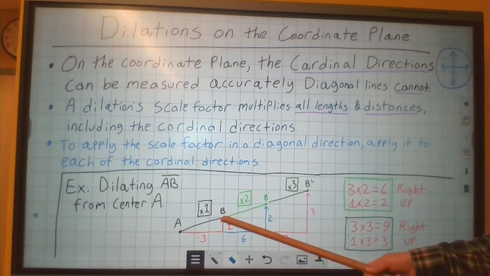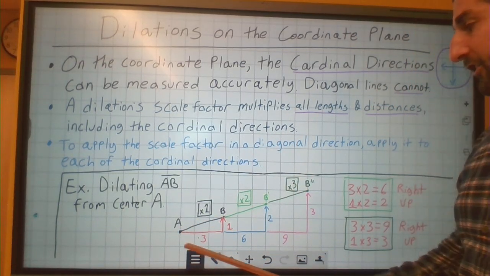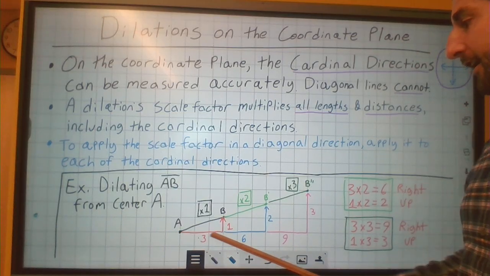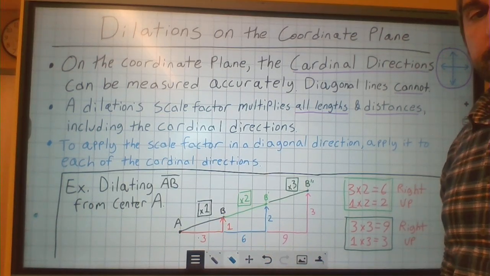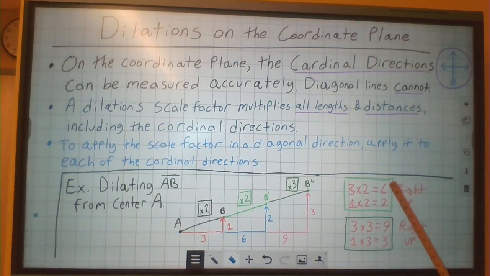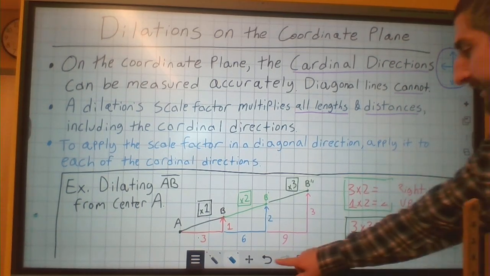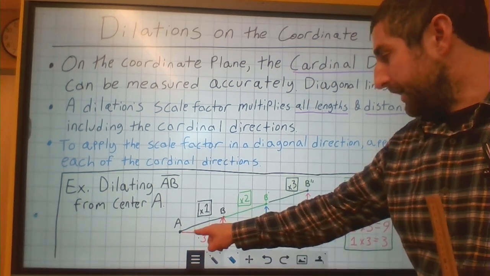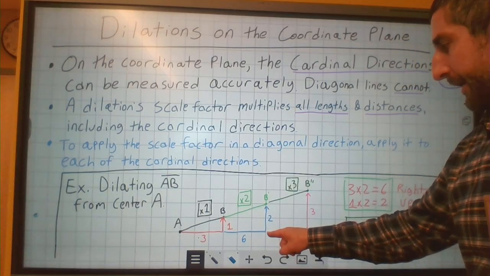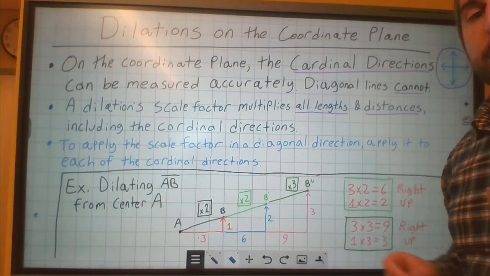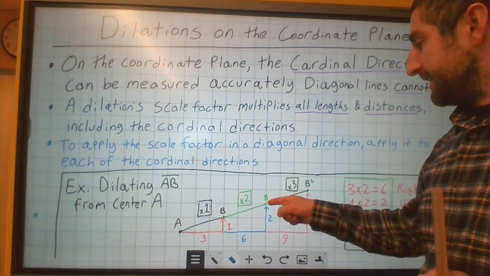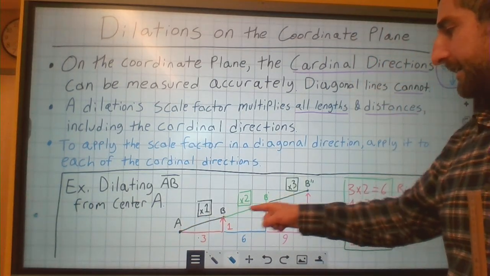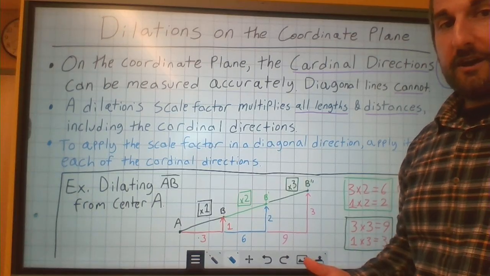Even though A to B is a diagonal line, it has cardinal direction distances of 3 to the right and 1 up. That means that if we apply the scale factor of 2 to each of those numbers individually, we end up with 6 to the right and 2 up. If we apply those individually, 1, 2, 3, 4, 5, 6 to the right, and 1, 2 up, then we land at a new spot, which is exactly twice the length of the original line. That's the way all this works.